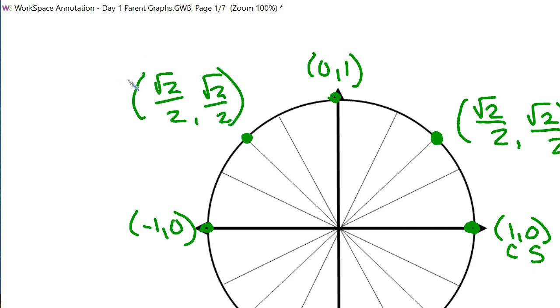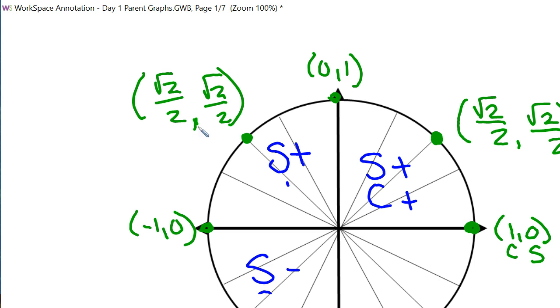So we have to remember in which quadrants sine and cosine are positive or negative. In quadrant 1, sine and cosine are both positive. In quadrant 3, sine and cosine are both negative. In quadrant 2, sine is positive and cosine is negative. Quadrant 4, we reverse that. The sine would be negative, and the cosine would be positive.